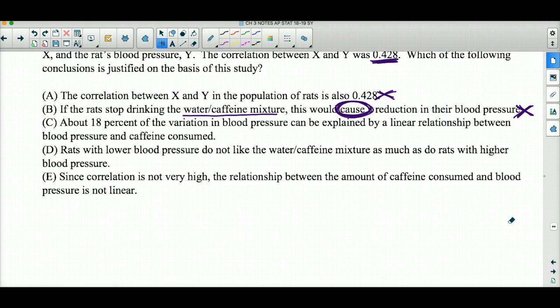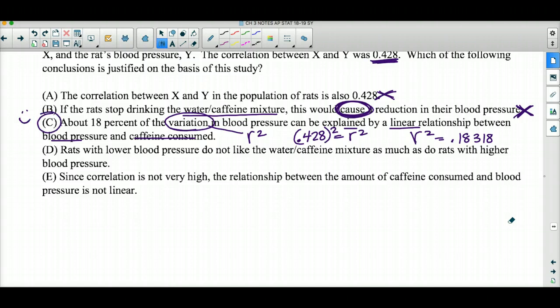You can't say that. About 18% of the variation. Whenever you see the word variation, what has to pop into your head? R squared. Can be explained by a linear relationship between blood pressure and caffeine. Well, I don't know, that's a possibility. How can I find R squared? Square the R. 0.428 is your R. You're going to square it. So 0.428 squared is 0.18318.